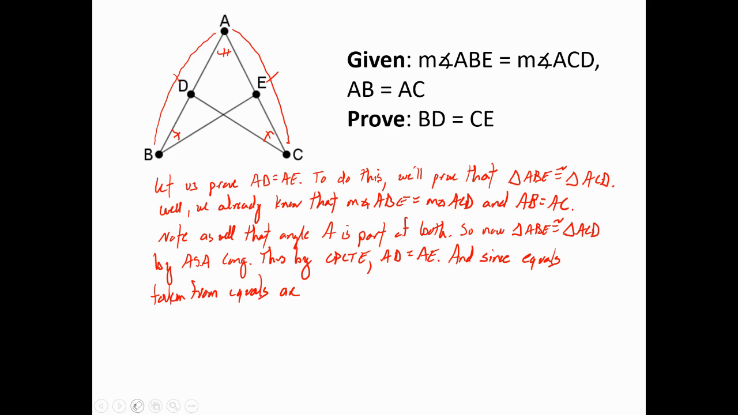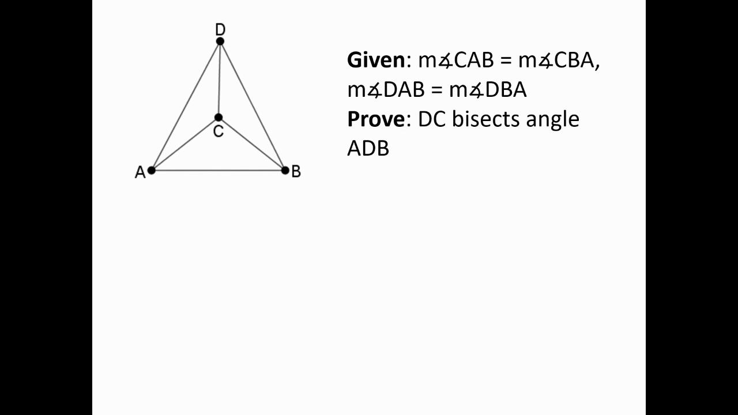And since equals taken from equals are equal, of course, what I mean here is we have the equals AD and AE taken from the equals AB and BC, it will then follow that what remains is equal as well. So BD is equal to CE. So there we go, there's our first paragraph style proof. All right, so here we go to the next.